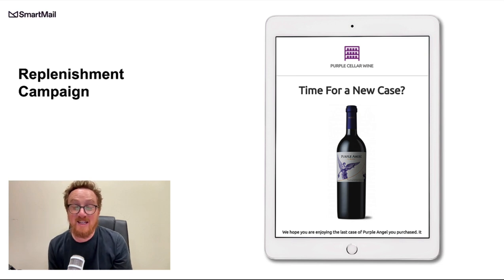Replenishment campaigns are mainly associated with companies that have repeat purchase behavior, so wine, cigars. If you're selling mattresses or things that aren't highly repeatable in sales, this isn't something you'd probably want to be setting up. And there's a bunch of other lifecycle emails that you could be looking at.